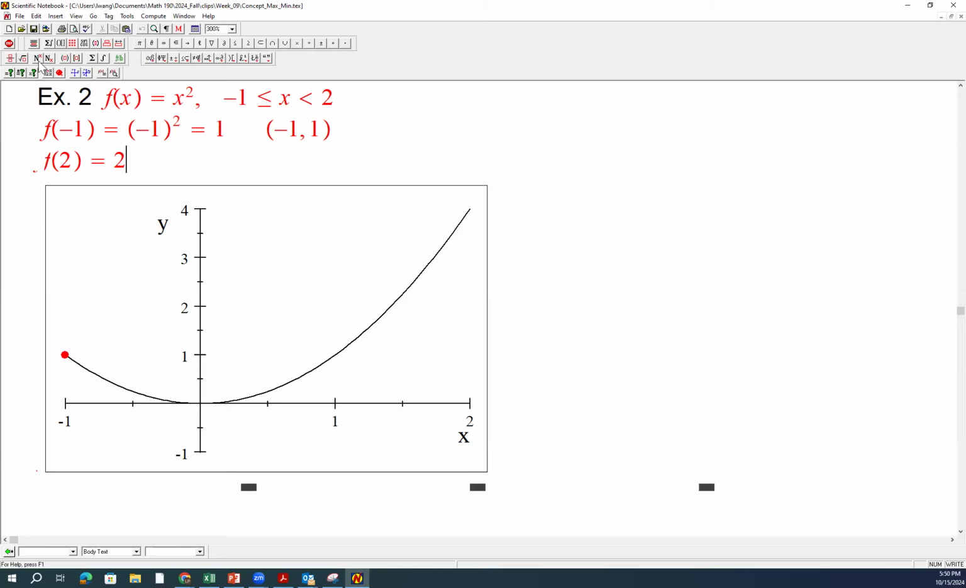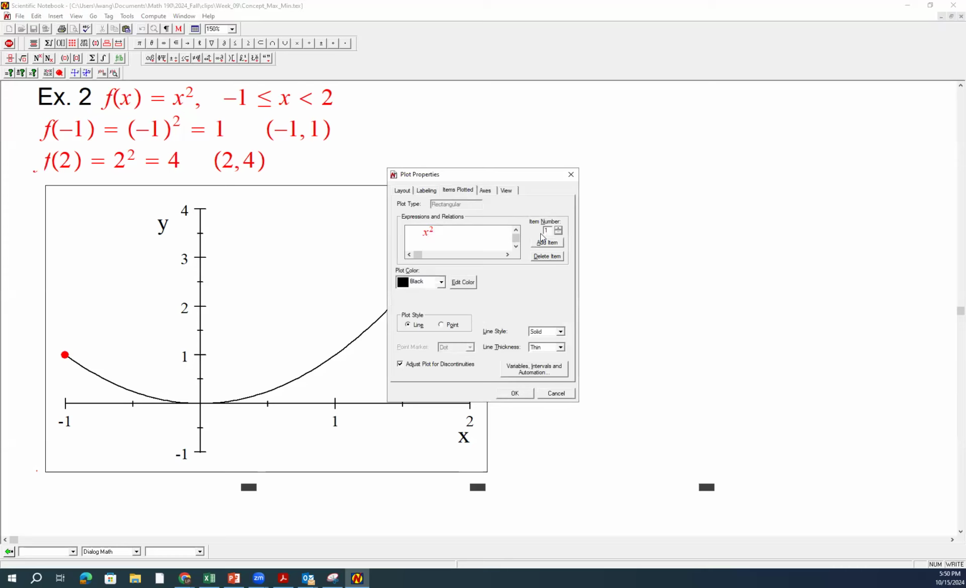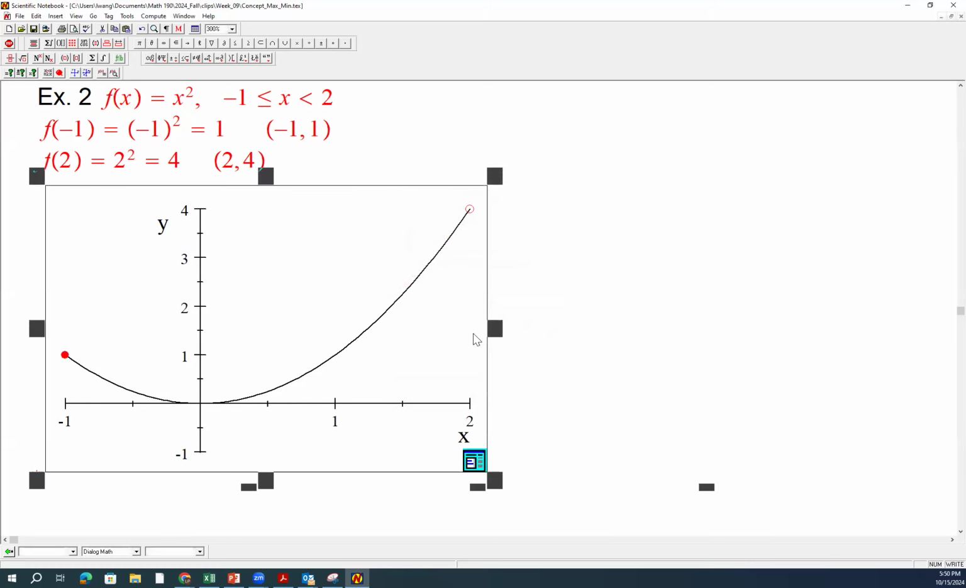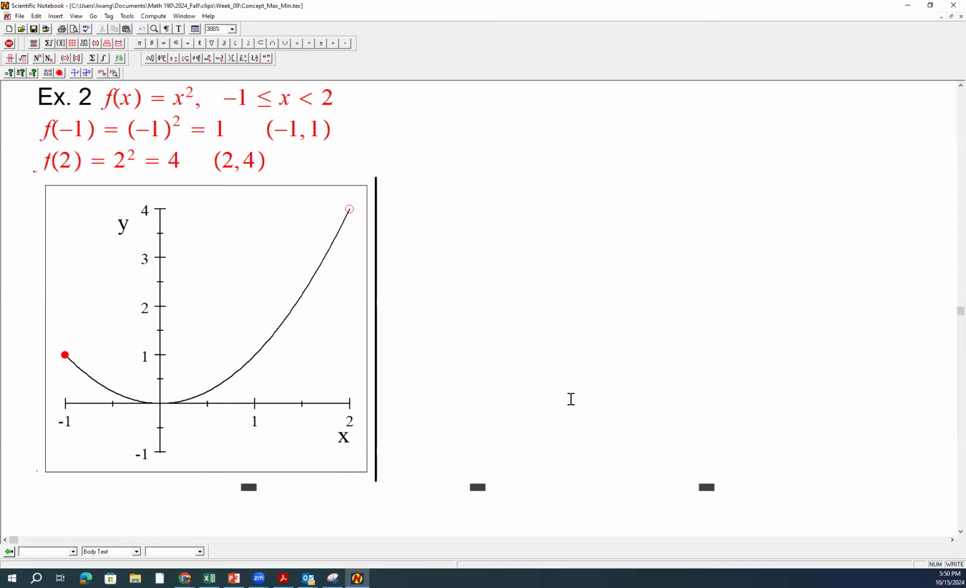So for that 2 squared, I'm evaluating this, I'm going to get 4. And I'm going to plot a point (2, 4). But this point is going to be marked differently from the other point. We're going to use a circle to mark this point. What does that mean? It means that point is not included in the consideration in search of max, min, or absolute max, absolute min.